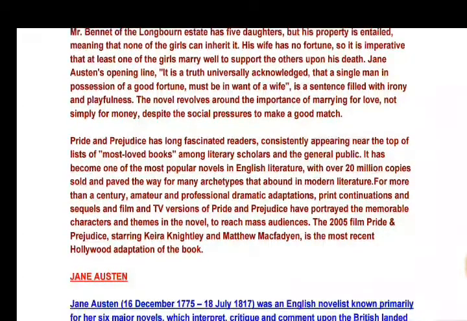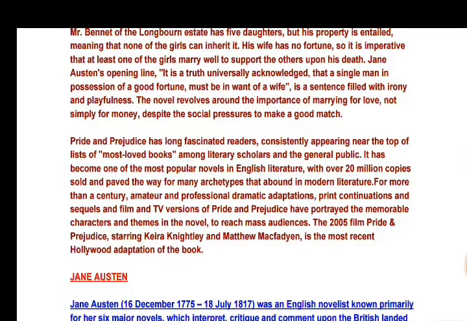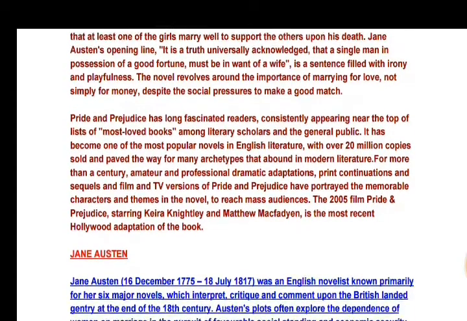Jane Austen's opening line, "It is a truth universally acknowledged that a single man in possession of a good fortune must be in want of a wife," is a sentence filled with irony and playfulness. The novel revolves around the importance of marrying for love, not simply for money, despite the social pressures to make a good match.